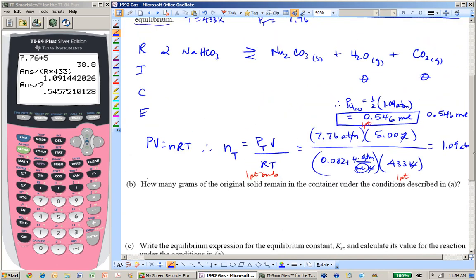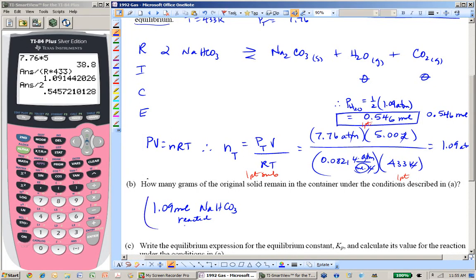All right, so back to the stoich. It's a 2 to 1 to 1 to 1 ratio. If I made 1 mole of carbon dioxide, and that's 0.546, and 1 mole of water, and that's 0.546, the amount of the NaHCO3 would be twice that, which was that 1.09 I had a minute ago. So, how many grams of the original solid remained in the container? 1.09 moles of NaHCO3 reacted.